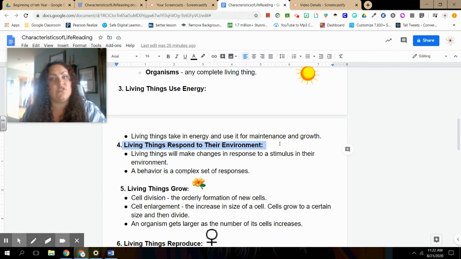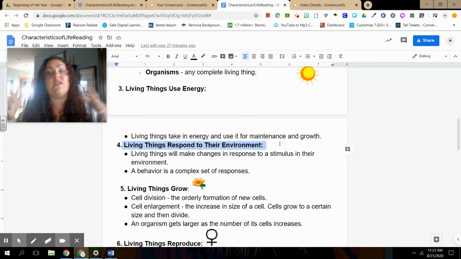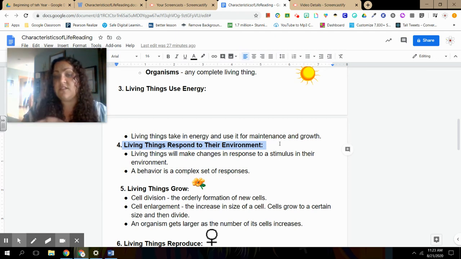Or how about this? When it gets really cold out, at night especially, flowers tend to close up. But then as it gets hot throughout the day, they will open back up to enjoy the sun's rays and to allow bees and other little pollinators to come and visit. So they respond to the stimulus of the sun, right? So response can be very different.